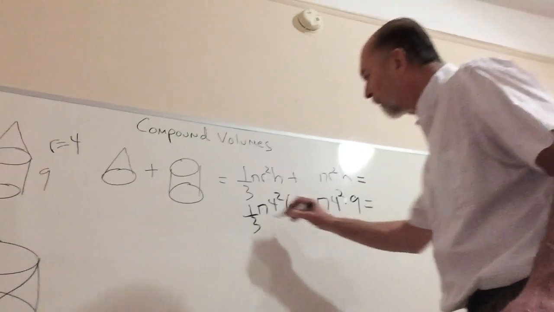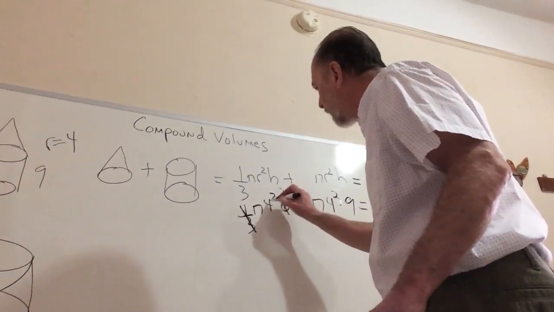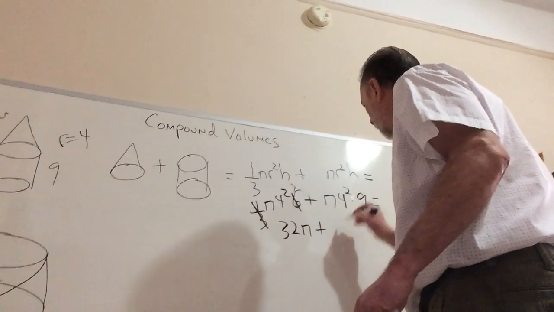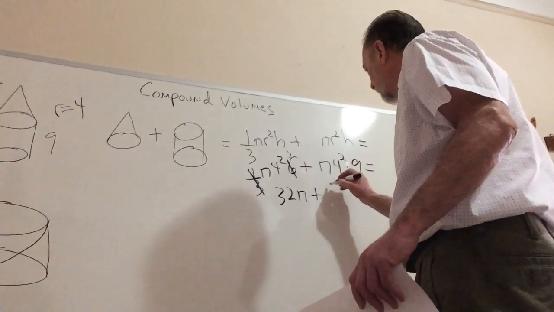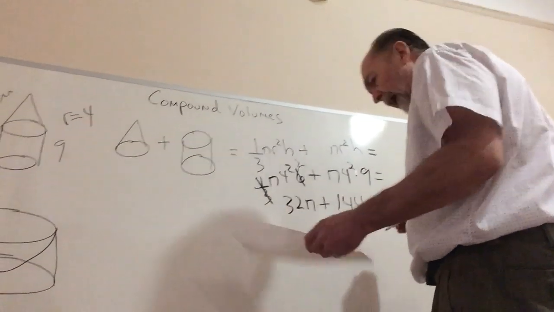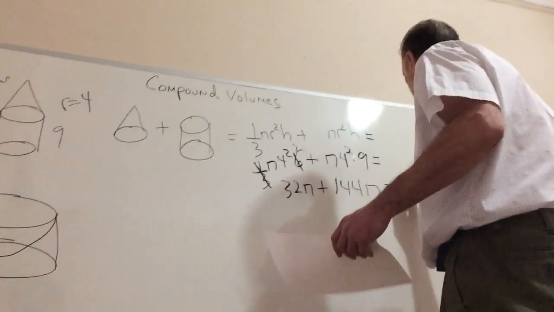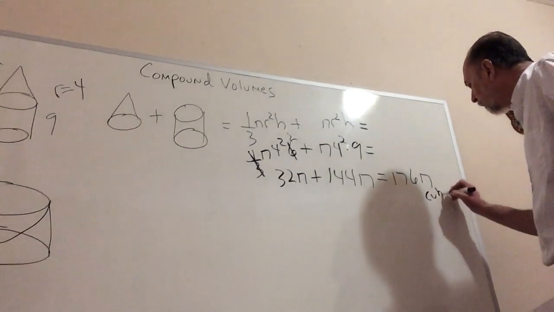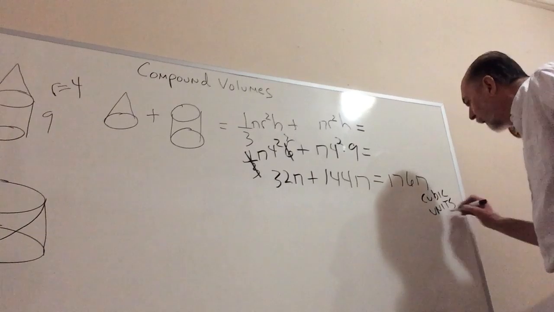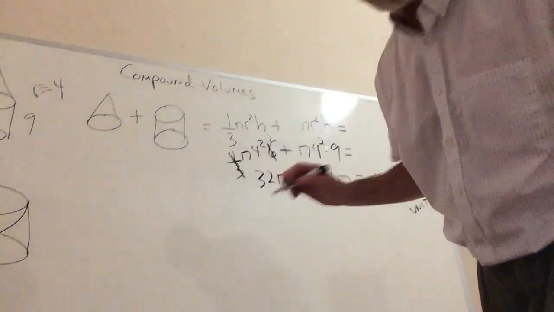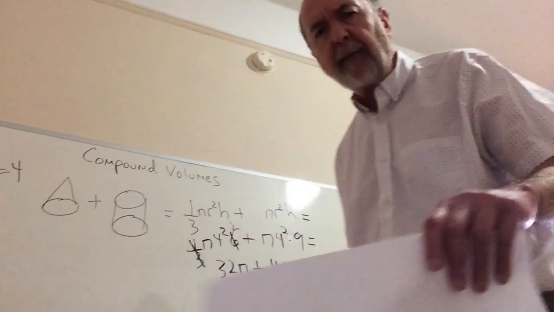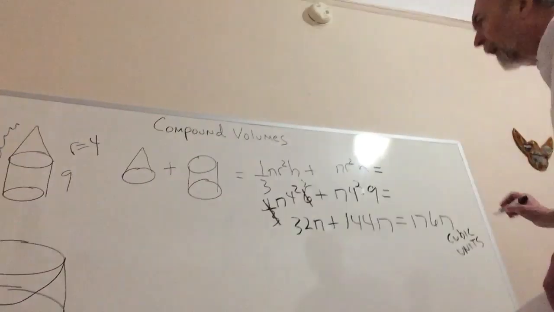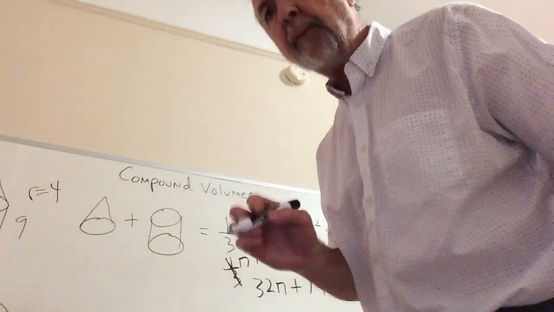And so when I do a little bit of math, 3 goes into 6 2 times. 16 times 2 is 32 pi, plus 16 times 9, because 4 squared is 16, times 9 is 144 pi. And when I add these guys together, I come up with 176 pi as an answer, cubic units. So there's the answer in terms of pi. We did the answer in terms of pi, and this is precisely what you'll be asked to do on these problems, okay? You'll be asked to give me the answer, again, as I mentioned before, in terms of pi.